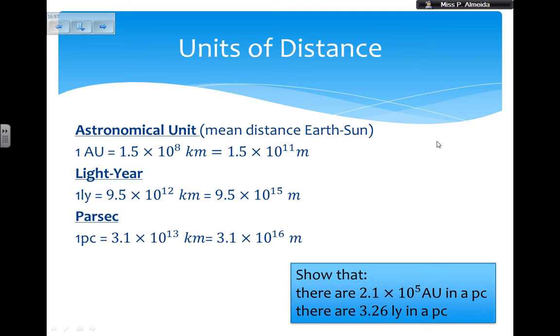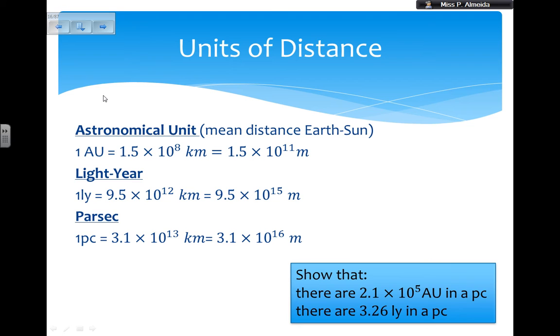So we have three main ones: astronomical unit, light years, and parsec. Okay. Now, the astronomical unit, or AU, is the mean distance between the Earth and the Sun. So it's the average distance that the Earth is away from the Sun. The Earth, when it goes around the Sun, goes around in an ellipse. It's almost like a circle.